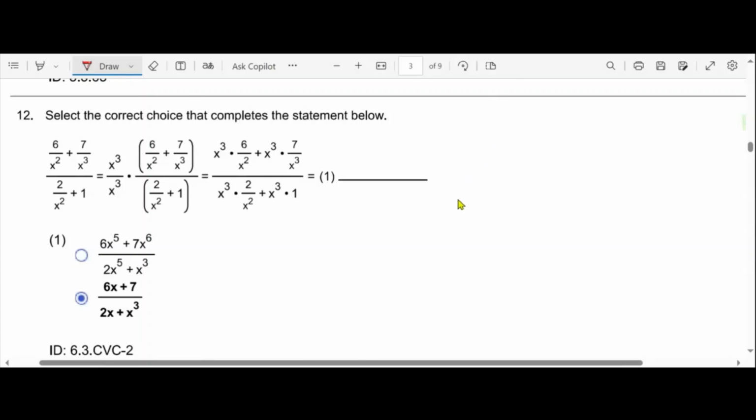Okay. Whose turn to read? Okay, select the correct choice that completes the statement below. 6 over x squared plus 7 over x cubed, over 2 over x squared plus 1, equals x cubed over x cubed times 6 over x squared plus 7 over x cubed. Okay, wait, Khalid. This is the problem here. You need to solve this. How can I get rid of the denominator? What should I do?